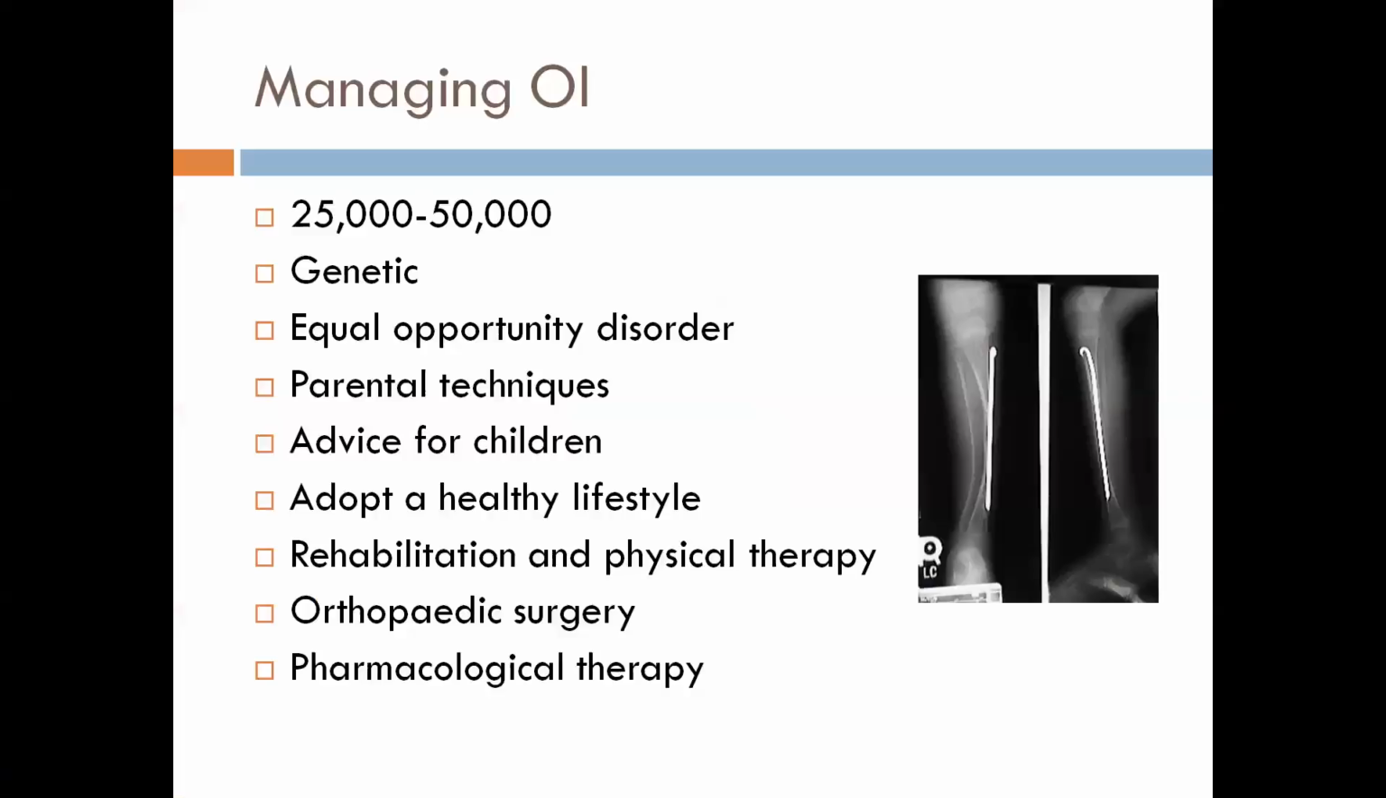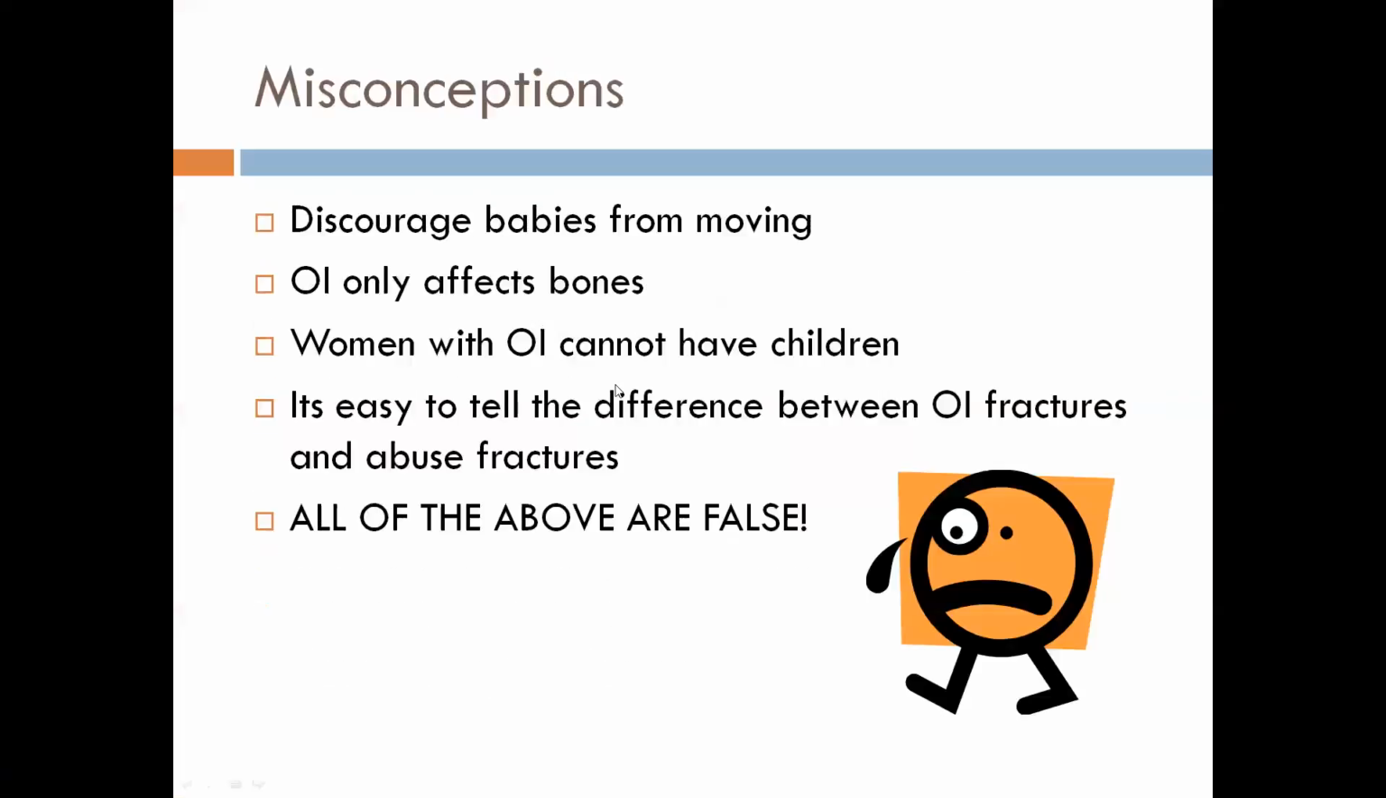There are medicines that people are taking or trying to take, and the hope is that these things will help the bones get stronger, improve bone density, maybe even improve the size of the bones. That's the hope with some of these. Some of the misconceptions about osteogenesis imperfecta.